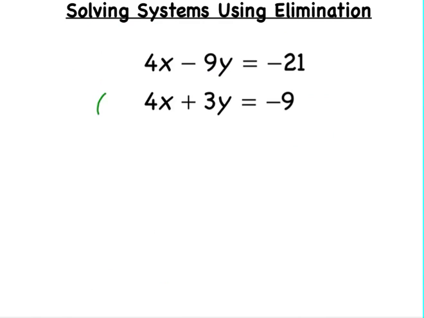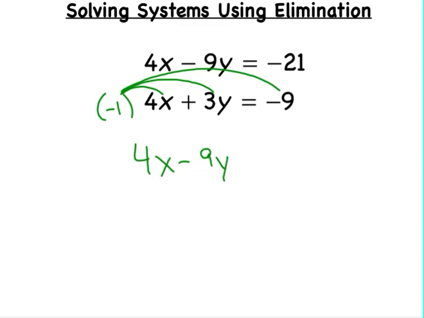I'm going to multiply the second equation by negative 1. And when I do that, I got to multiply everything by it. The entire equation gets multiplied by negative 1. So what I'm going to do is I'm going to rewrite the first equation because I'm not going to do anything to that one. And then I'm going to multiply the second equation by negative 1. So I get negative 4x minus 3y equals positive 9.